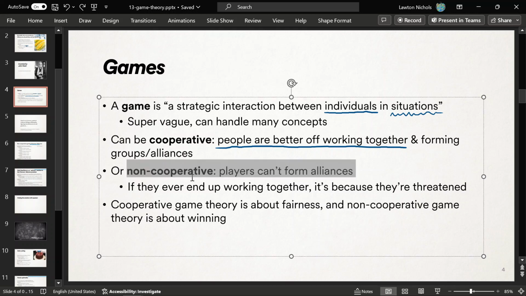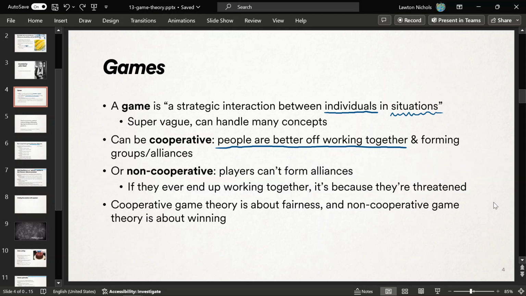And in certain kinds of games, if you ever end up working with somebody in a non-cooperative game, it's because there's a sense of threatening. You've been threatened by some other person. So it's always better to work alone, usually, in a non-cooperative game. It doesn't make sense to ever get together unless something weird has happened. So that's game theory in a nutshell.